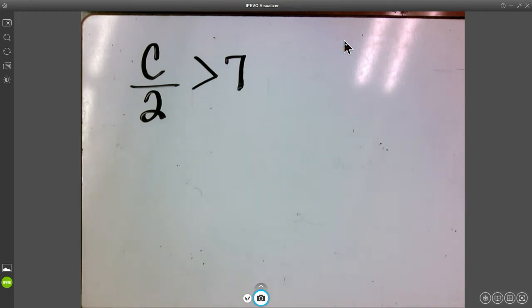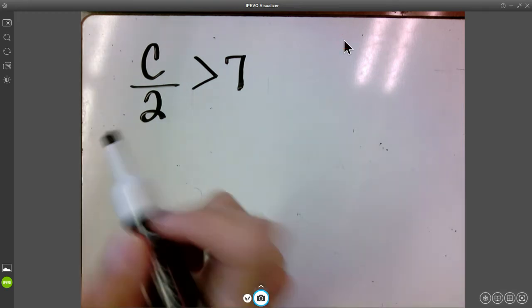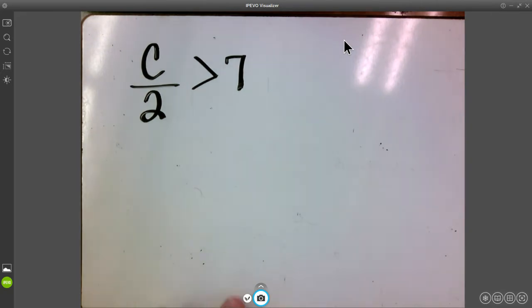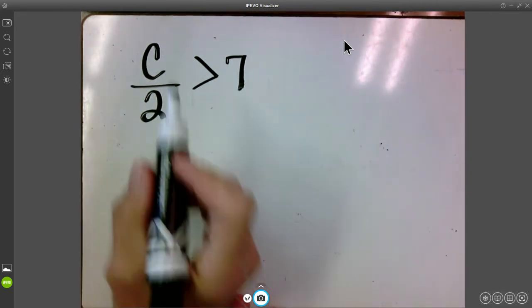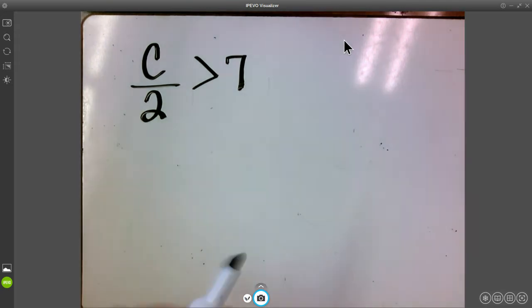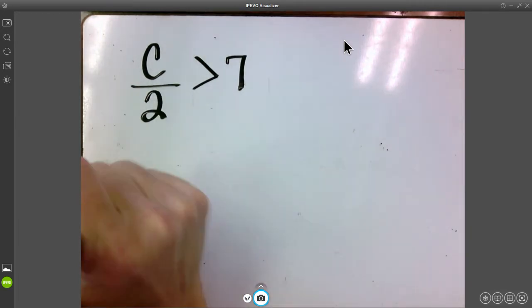All right, on this inequality, we have c, which represents some number divided by 2 is greater than 7. Some would look at this as a fraction and immediately shut down. But we don't have to do that. We just look at this and say, okay, here's our variable.